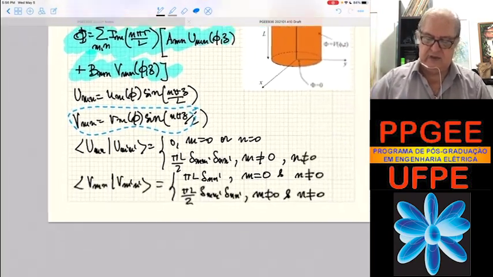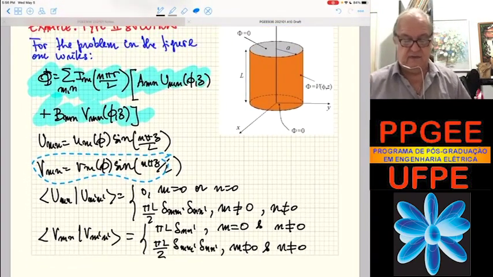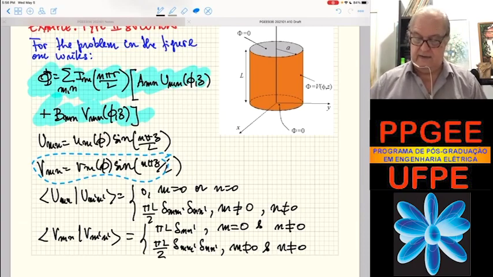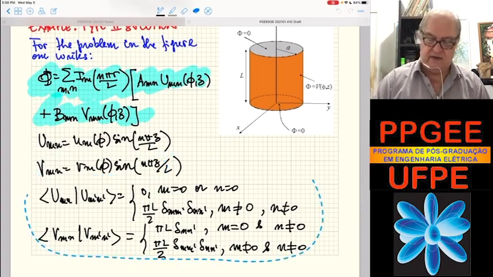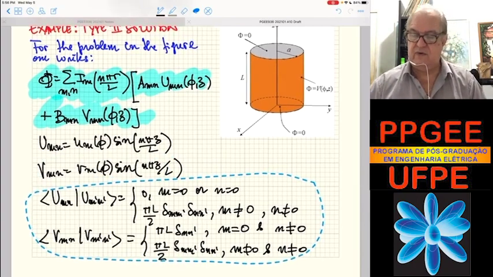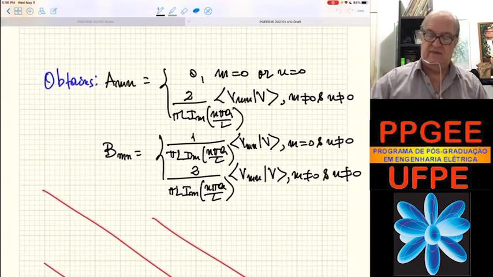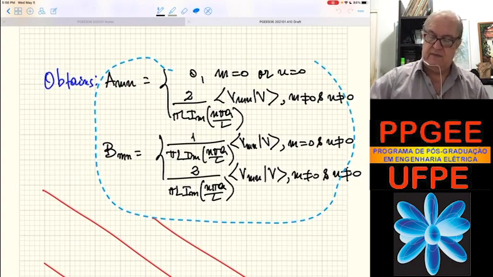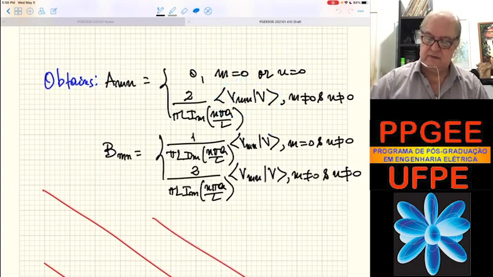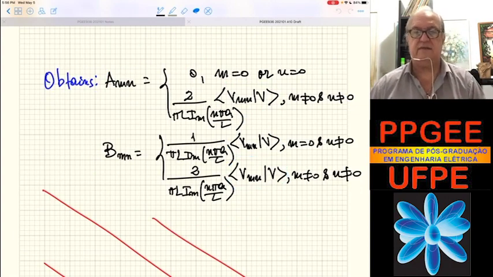So again, it's easy to calculate the coefficients, right? We have those orthogonality conditions. I will leave for you to do this calculation. Then you have the solution for this type 2 problem. Okay, so it's a matter of calculating those integrals represented as scalar products.